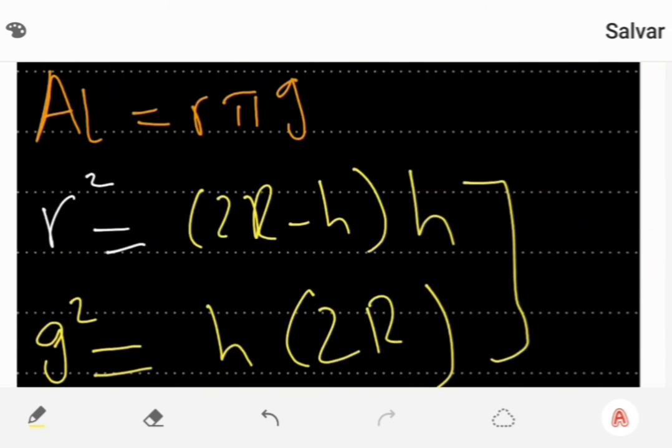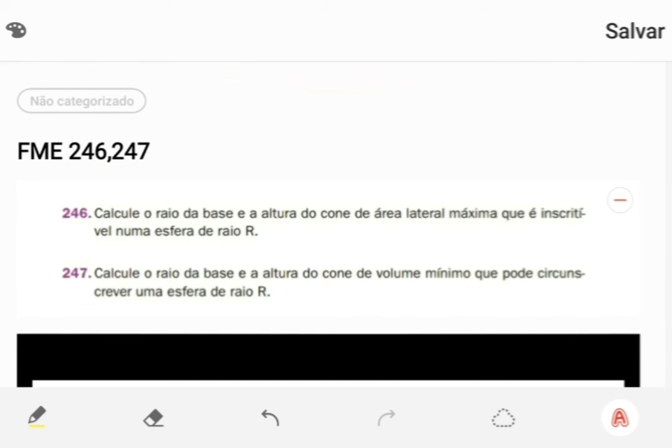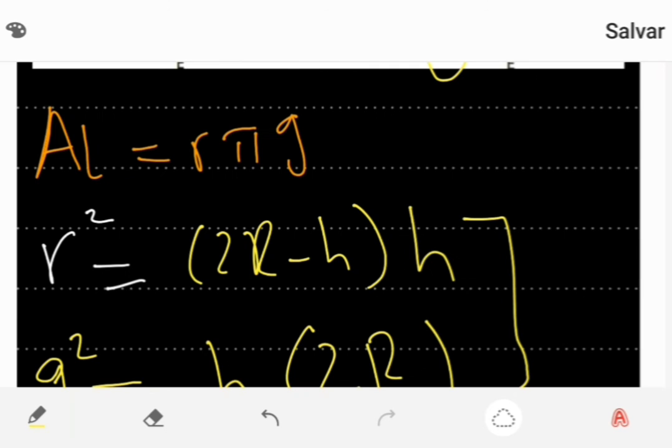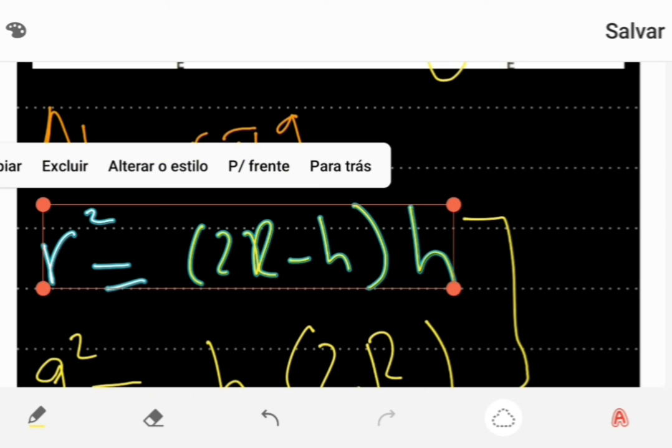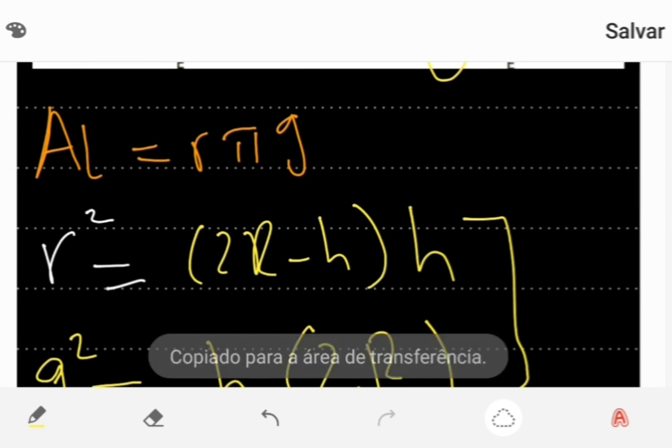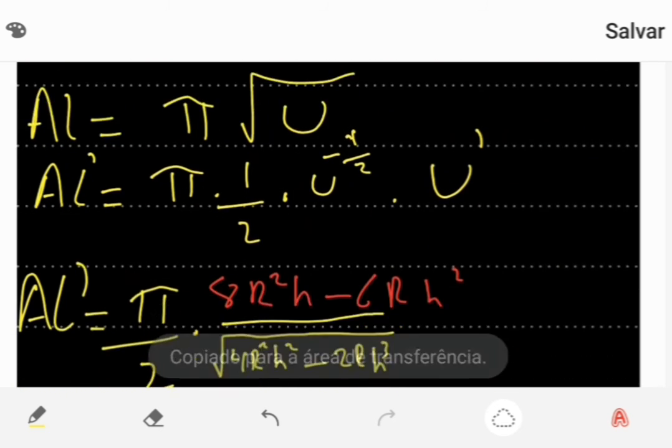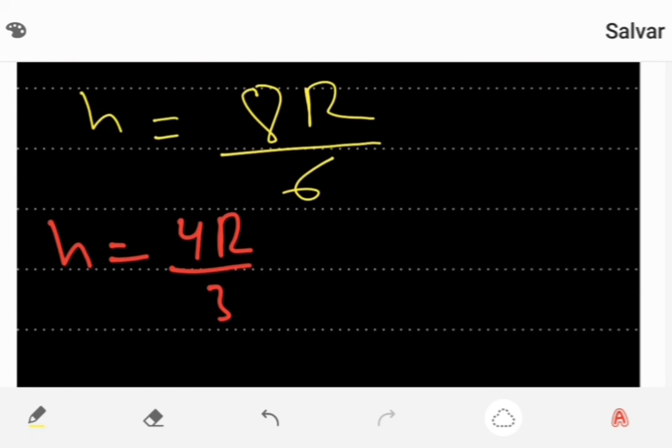Now let's see what he wanted. He wanted us to say the value of the radius of the base and the height in terms of R for the maximum. So we already found the height. Over here we had a relation with r and h, right? So let's use it now.